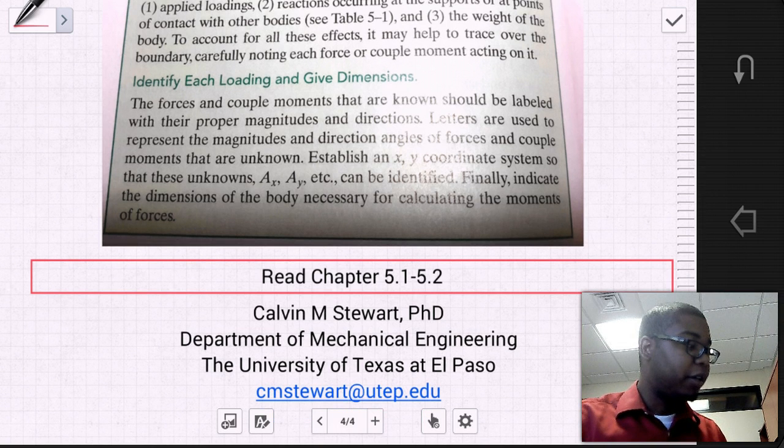With that being said, I did not cover everything that is in section 5.1 and 5.2. So it's important that you take the time to read the book and review the notes pertaining to these two sections. And if you do that, you'll have a great experience on the quiz which follows this video. Do take a little bit of time, maybe try to do some of the examples or fundamental problems for this section, and you'll do fine on the quiz.